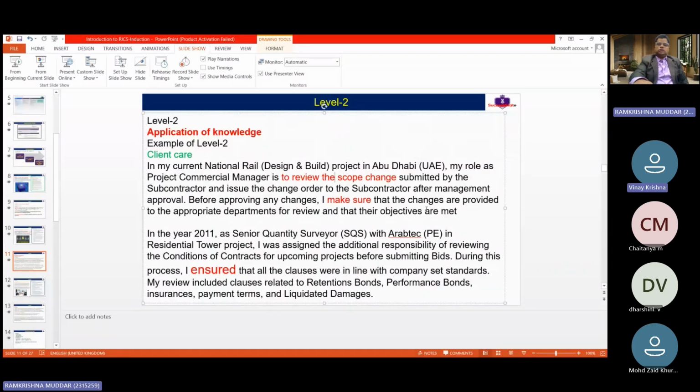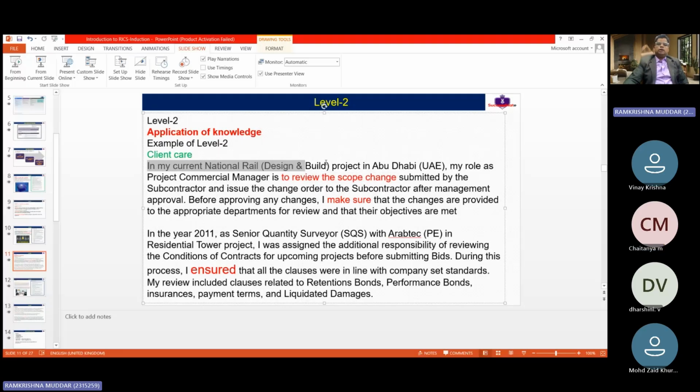Okay, that's okay. This is the second part. So here, as Vinay read it, what he has done is he has reviewed the scope change. Understand? Chaitanya, as you told that you used to review the changes, right? So this is one of the things. What you can do is just put your project name, everything.